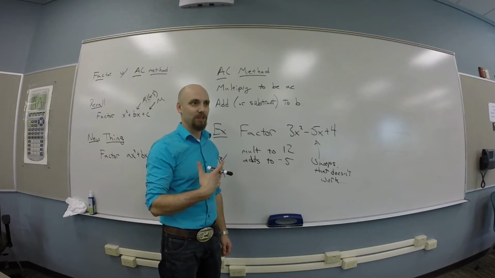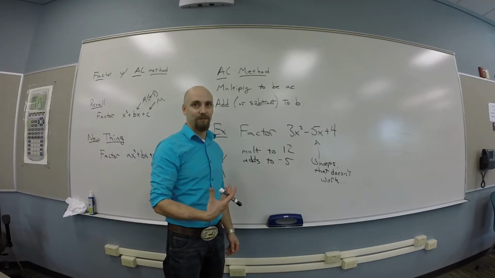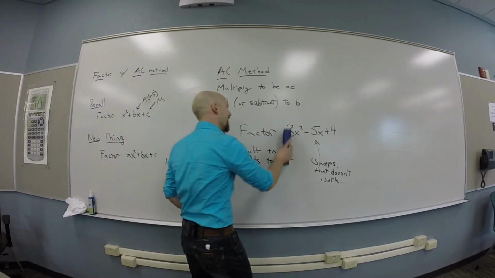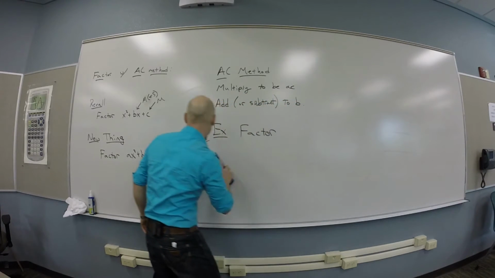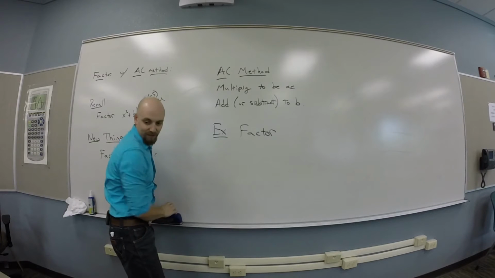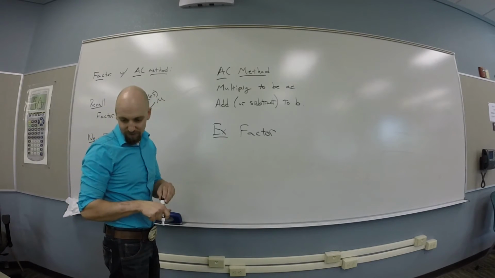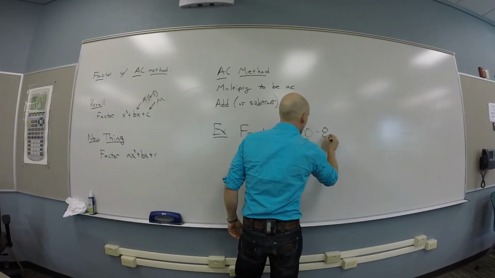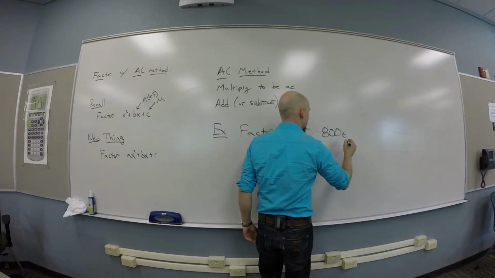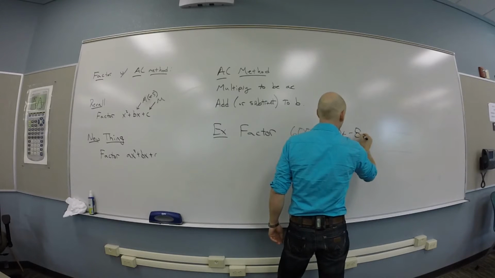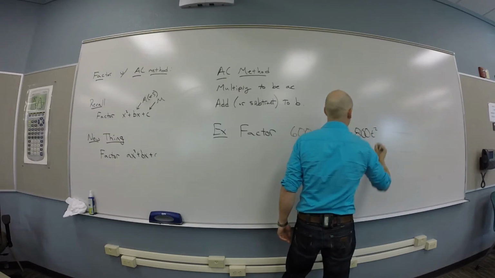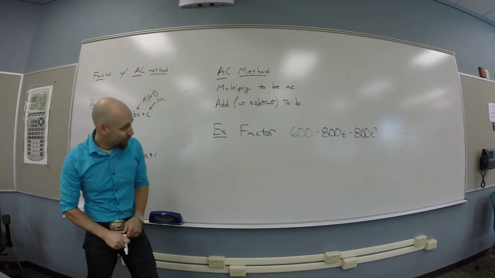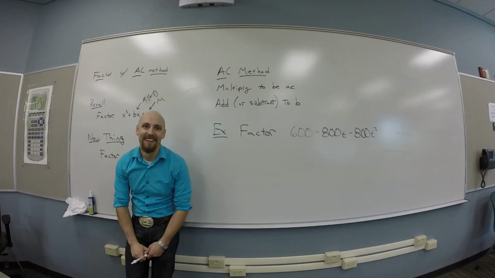Any other questions on these? Do we want to try another one? All right, let's try another one. Okay, so let's see if we could factor 600 minus 800t minus 800t squared. Wow, super scary, right?